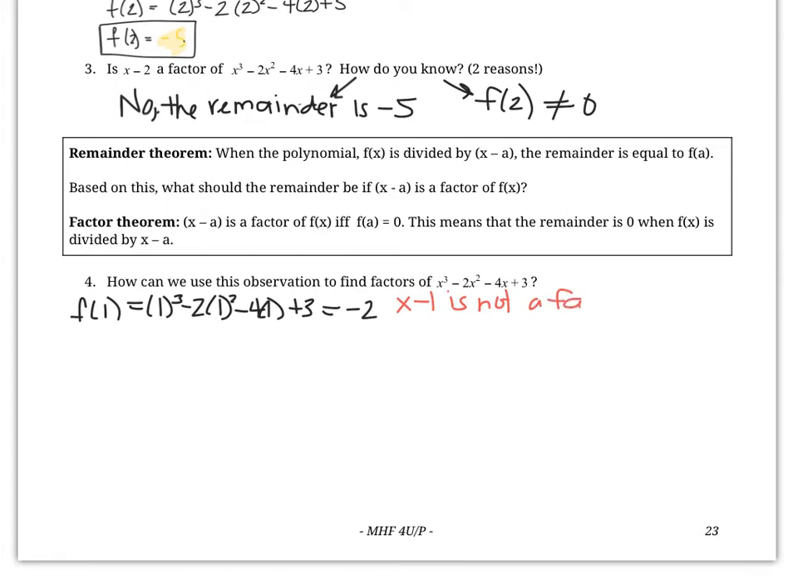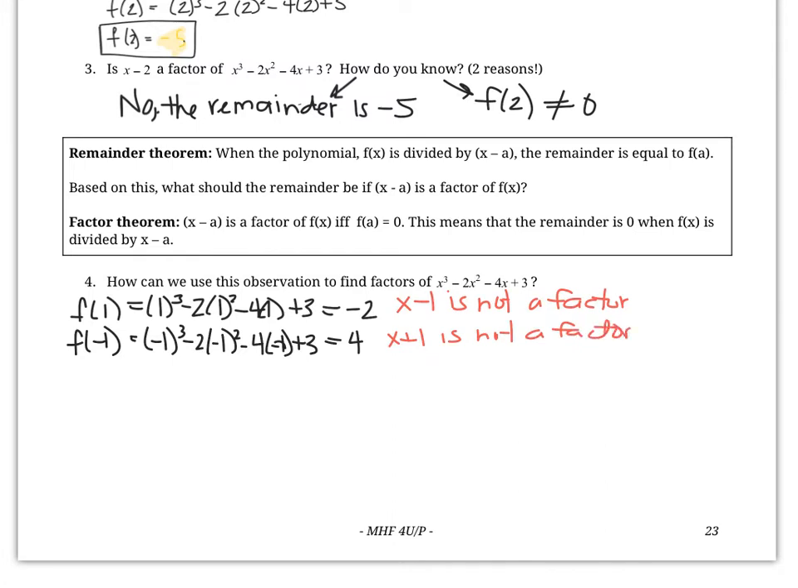So let's try something different. How about negative 1? Let's try f at negative 1 next. Well, f at negative 1 gives us 4, which means that x plus 1 is also not a factor. What do you guys want to try next? Should we try 2? I'm going to save you some time. By the way, I'm going to show you a shortcut for which numbers you should and should not try.